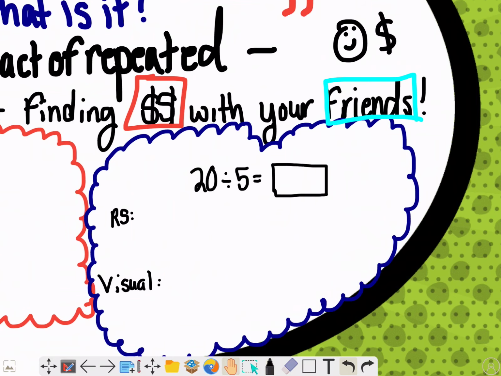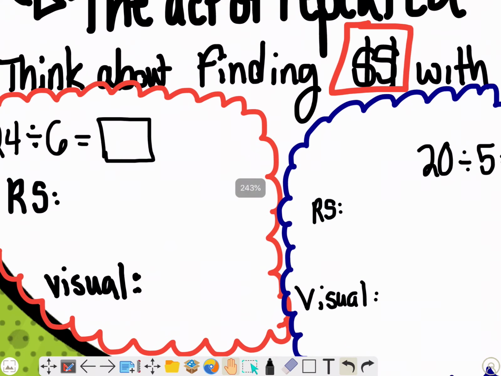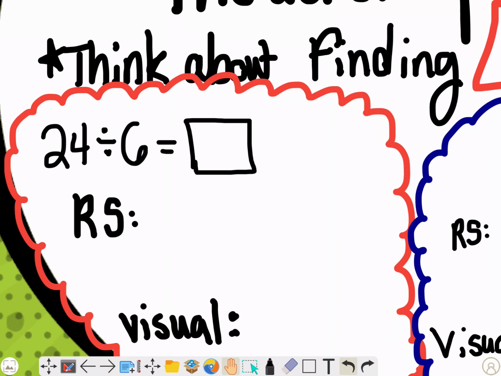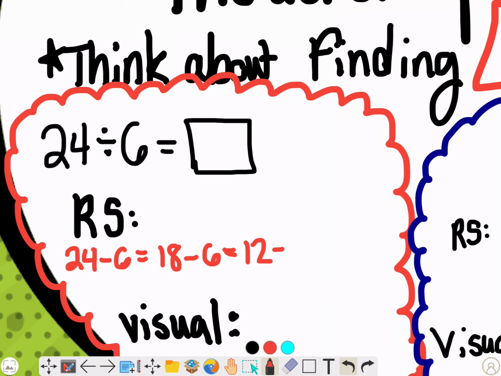So thinking about that, I have a pretty simple division problem. 24 divided by 6. Most people could figure it out with multiplication really fast. But if you were to do the subtraction, it would be, how many times can you take 6 away from 24? Well, 24 minus 6 is 18. 18 minus 6 is 12. 12 minus 6 is 6. And 6 minus 6 is 0.